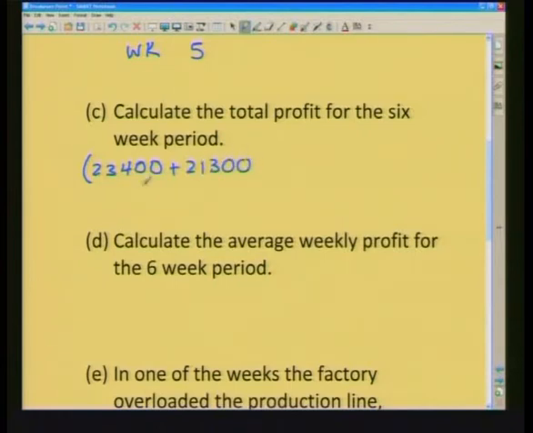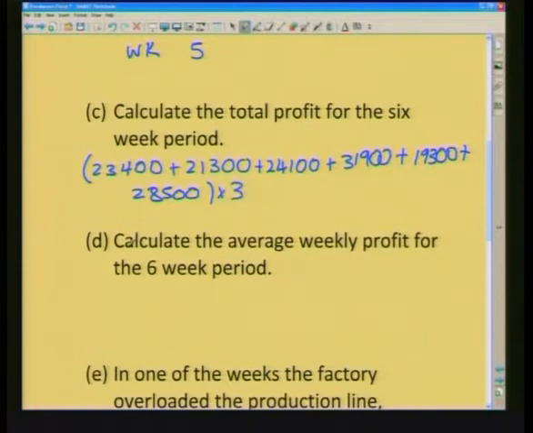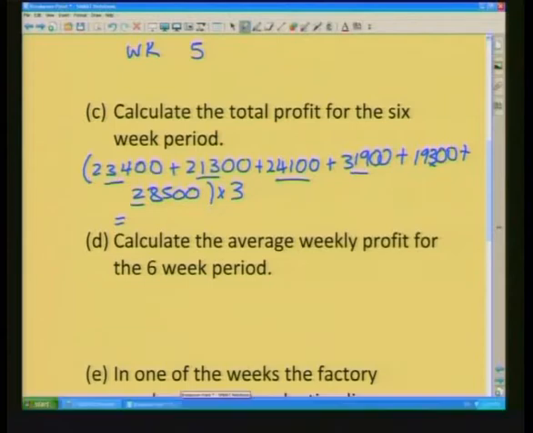So in the first week, 23,400 utensils, 21,300, then 24,100, 31,900, and in week five there was 19,300 utensils manufactured, plus 28,500. The easiest way is to take all of those numbers, add them up together, and then times the whole thing by 3, because we're making a 3 rand profit on each of these utensils, and this will tell us what the total profit is. So if we work it out, add up all of these numbers and then times it by 3, let's see what we get.